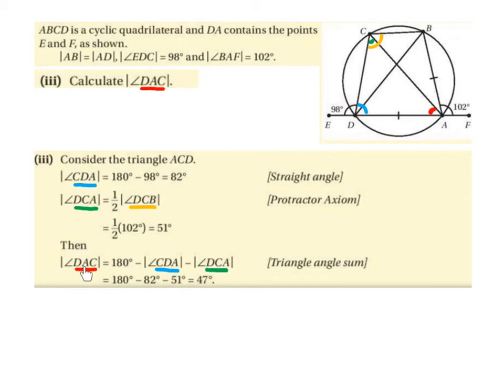Then the angle DAC, so the red angle that we're looking for, is going to be 180 degrees take away the angle CDA, take away the angle DCA, because the three angles make a triangle and they should add up to 180 degrees. So the blue angle we got to be 82 degrees, and the green angle we got to be 51 degrees. So 180 take away 82 degrees, take away 51 degrees leaves us with 47 degrees. So the red angle that we're looking for is 47 degrees.